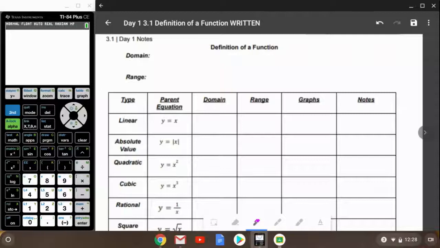Today we're going to be looking at Chapter 3, Day 1, definition of a function. And right off the bat, we get some vocabulary here that should be familiar to you. And the domain, if you remember, is the set of possible input values. Now, typically, these are your x's, but not always, as you'll see in just a minute. Sometimes they're t's. It just depends on the particular function we're talking about.